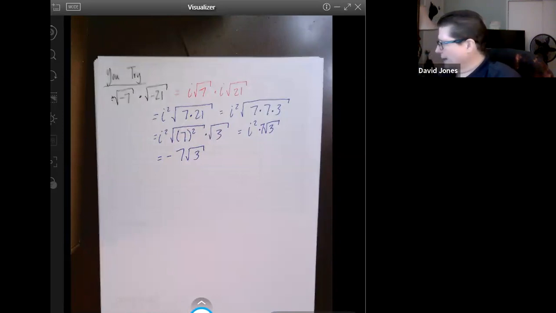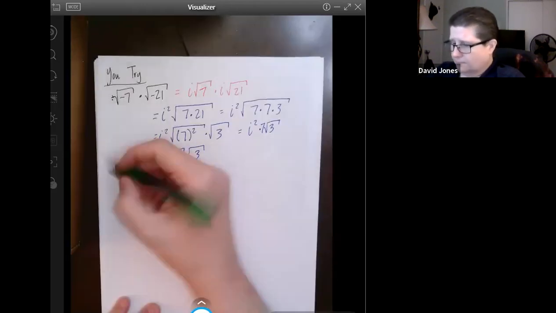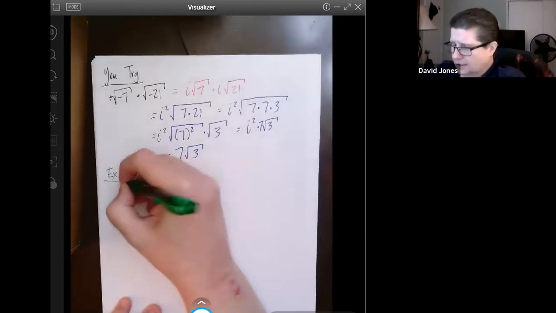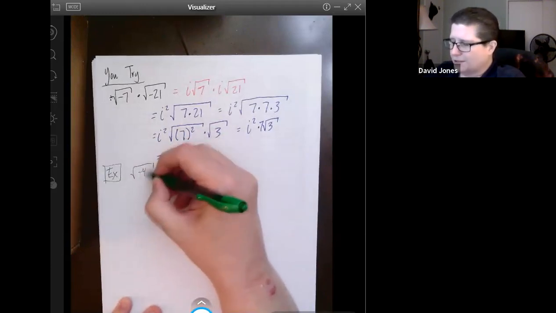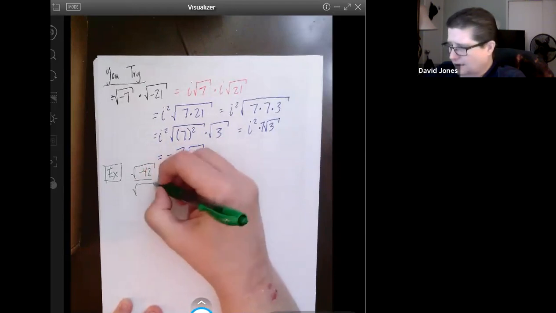That's just multiplying complex numbers and how it works. We'll do some more with that in a little bit. Let me give you another example. This one involves division. Let's do the square root of negative 42 divided by the square root of negative 3.